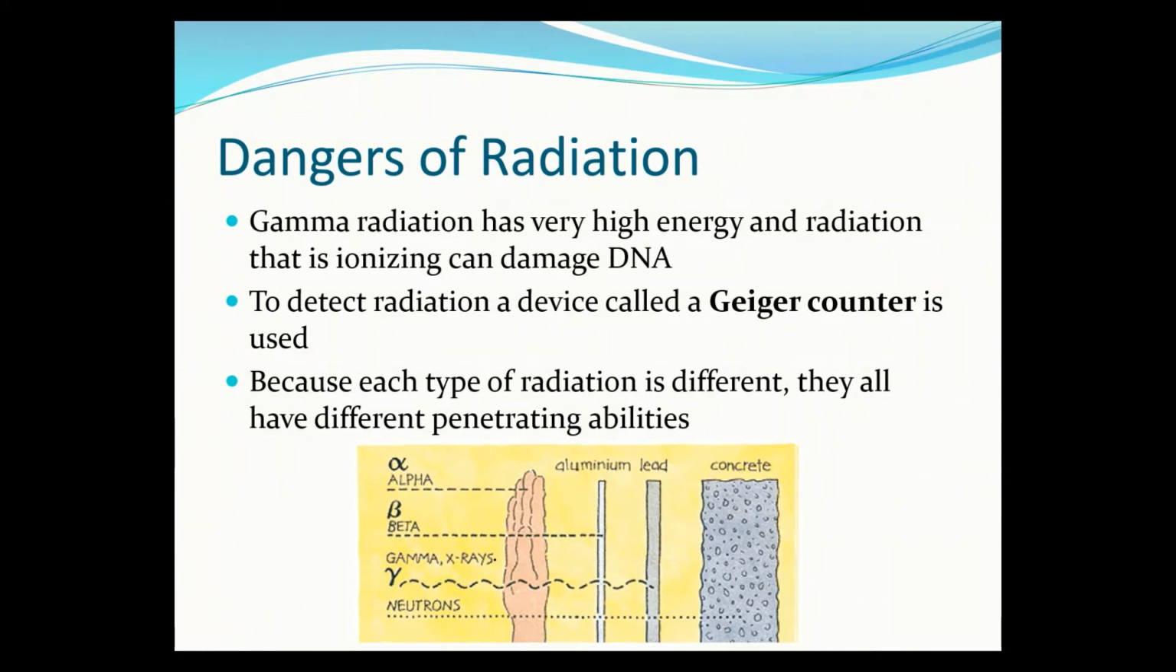Gamma is not a particle, it's light, so it can go through a lot of things. So gamma has a great penetrating ability. It can go through your hand, it can go through aluminum, and we need a few inches of lead to actually stop it. Neutrons, which we didn't talk about, can go through a lot more because they don't have any charge either.